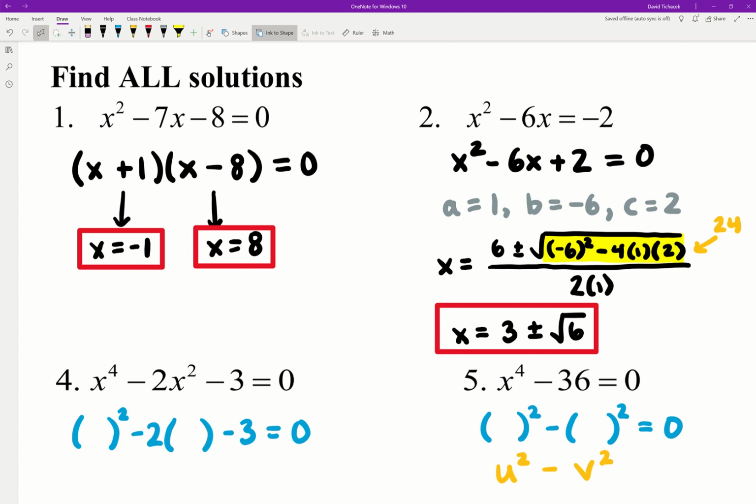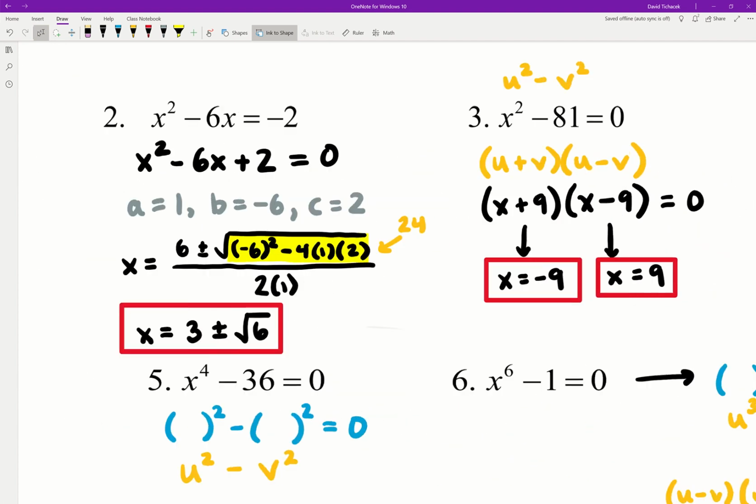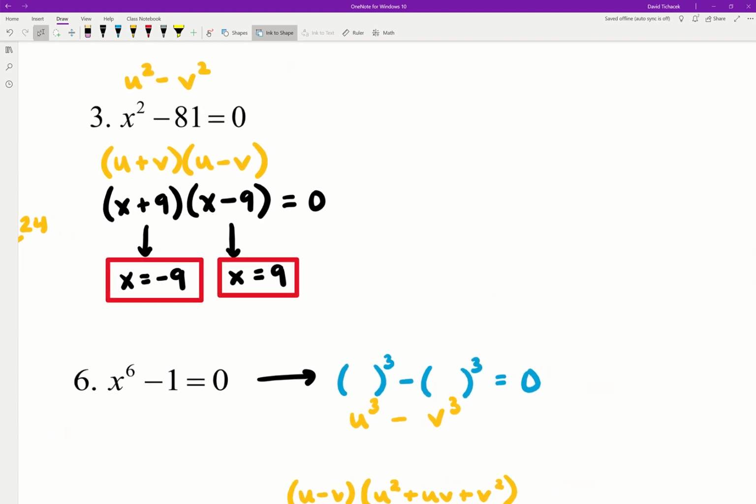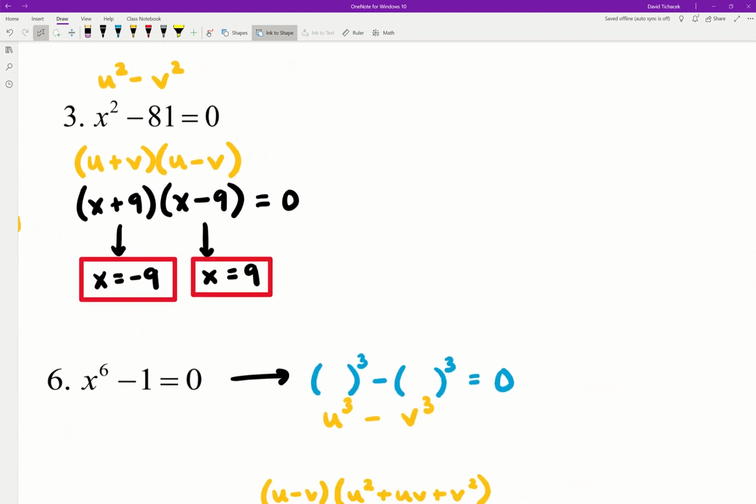Those are my two solutions of that equation, okay? And so again, we've done questions like that in the past, so this is just a little bit of review here. In number 3, you'll notice that we have our first factoring formula coming into play.